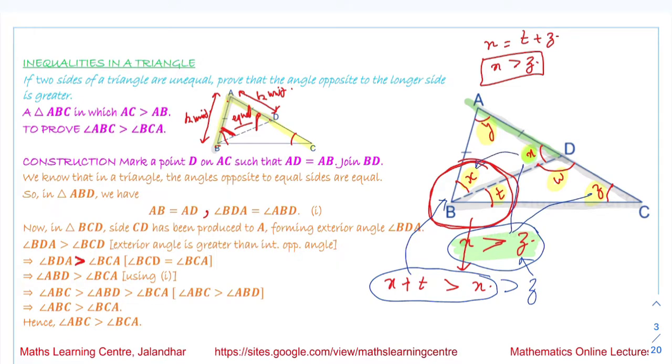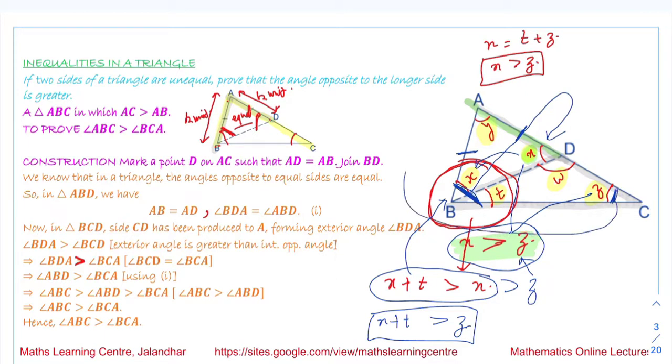These two are equal because these sides we have constructed are equal to each other. So what we get from this is that X plus T is greater than Z, and this is what we have to prove. This whole angle X plus T is the angle opposite to this side, and Z is opposite to this side. So the angle opposite to the longer side is the greater angle.